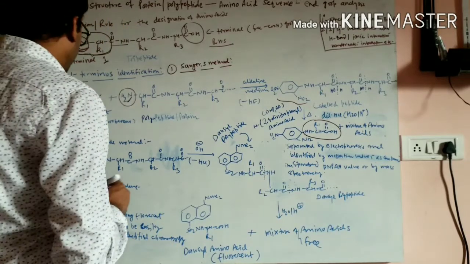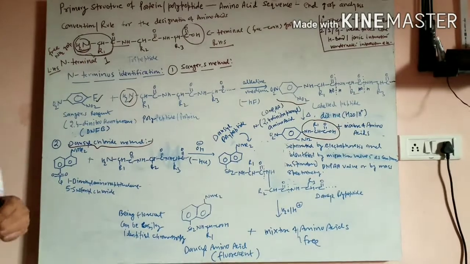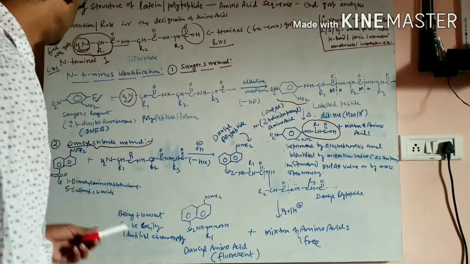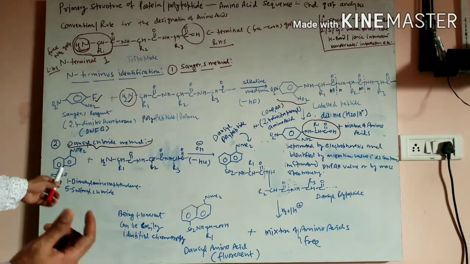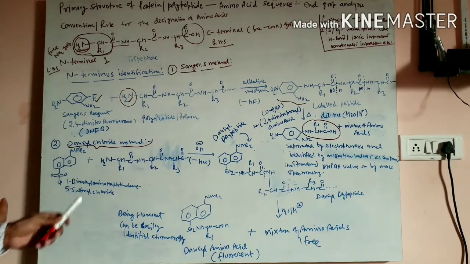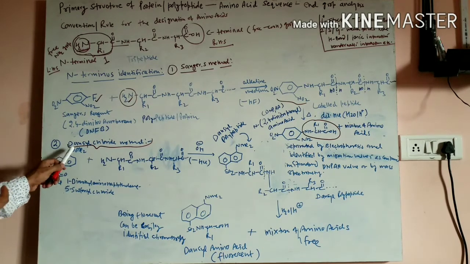Now what is the second method of identifying the N-terminal amino acid? The second method is the dansyl chloride method. Now what is dansyl chloride? Actually this reagent is known as dansyl chloride. What is this reagent? It is 1-dimethylamino, and this is the first position of the naphthalene ring.